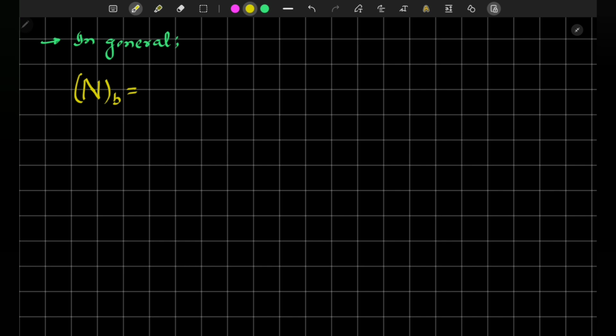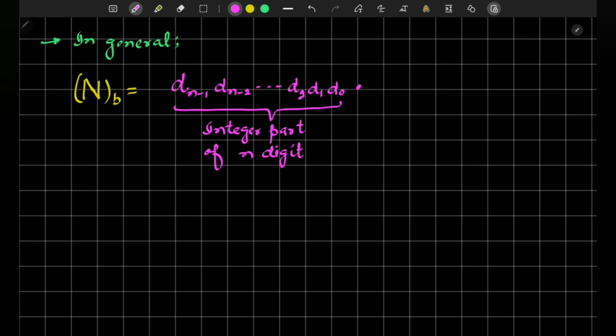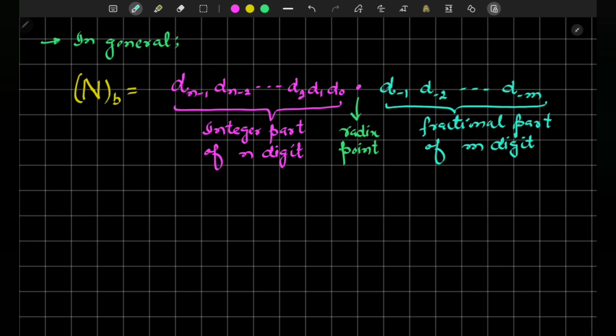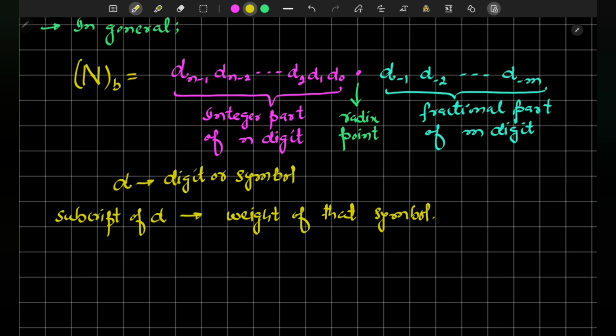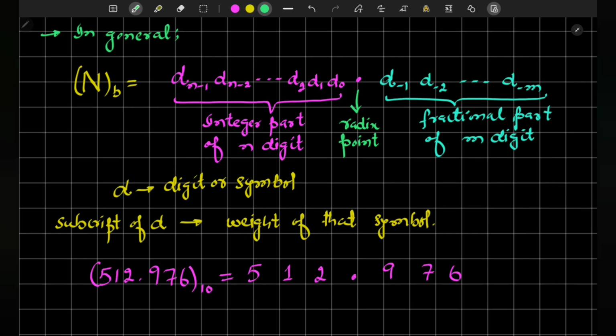So in general, any number can be represented by an integer part of n digits and a fractional part of m digits, where d represents a digit or symbol and the subscript of d represents the weight of that symbol in that particular number system. As we have already discussed in the example of decimal number 512.976, each symbol and its weight can be represented as 5, 1, 2, 9, 7, 6. This is the base weight 0, weight 1, weight 2, weight -1, weight -2, and weight -3. So this is the respective weight of each symbol.